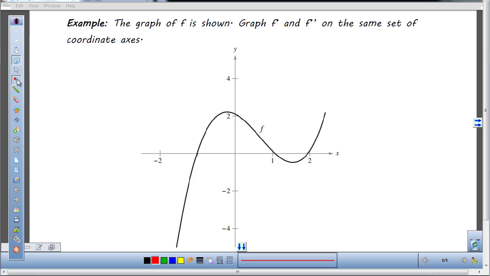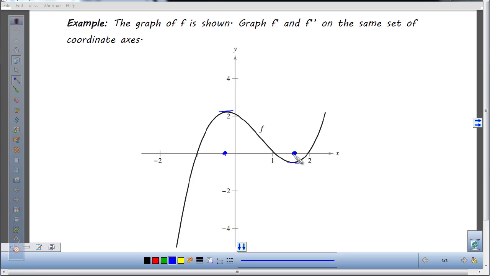And when I do this, I like to start with the critical values. Of course, right here, where we have a horizontal tangent line, and also here, we're going to have critical values. So at these particular points, our slope is going to be equal to 0. So I'm going to put that in. I'm graphing f prime. And so what I know is that f prime is going to be 0 wherever I have a relative max or min on the graph of f.